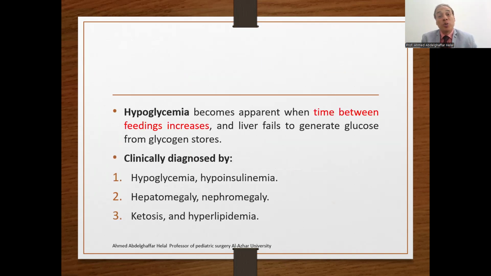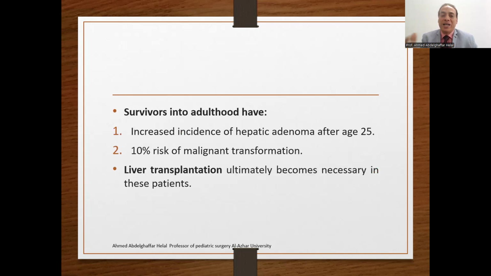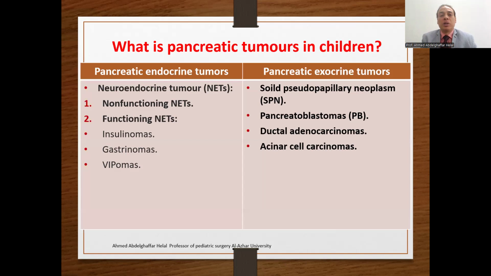Hypoglycemia becomes apparent when the time between feedings increases and the liver fails to generate glucose from the glycogen storage. It is clinically diagnosed by hypoglycemia with hypoinsulinemia, hepatomegaly, nephromegaly, ketosis, and hyperlipidemia, unlike congenital hyperinsulinism. Survivors to adulthood have an increased incidence of hepatic adenoma, with a 10% risk of malignant transformation, and liver transplantation ultimately becomes necessary in these patients.